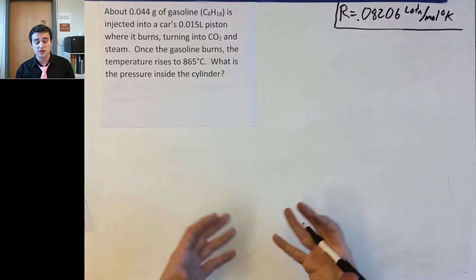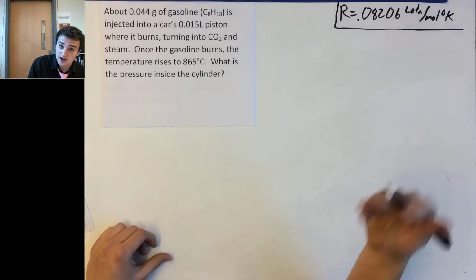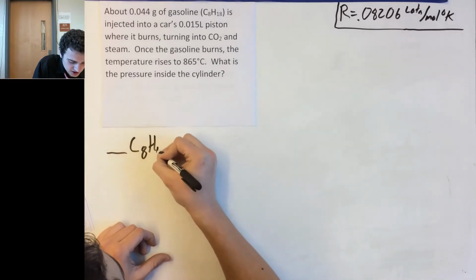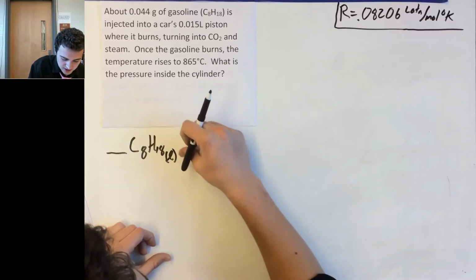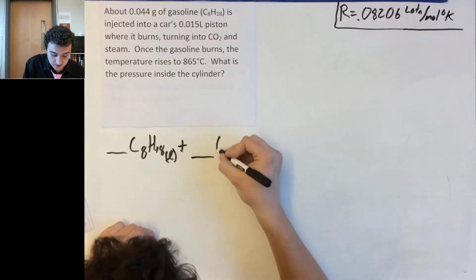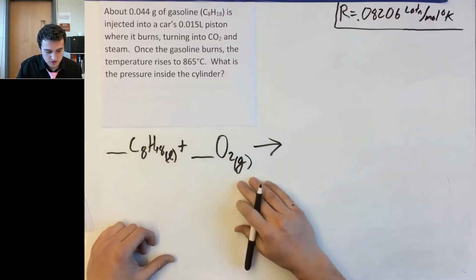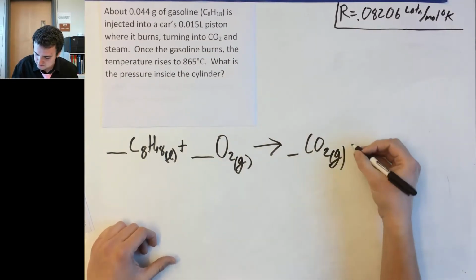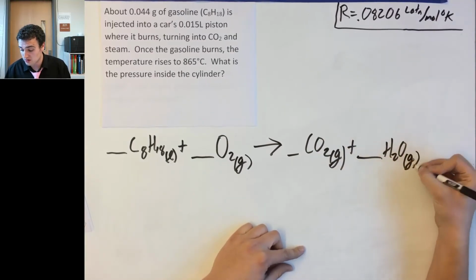So first of all, we're going to use stoichiometry. Of course, we're predicting products and reactants in order to find out more information about this gas system. So I need to write a balanced chemical equation. I start with gasoline, C8H18, as a liquid, which will be heated to a gas and then burned. And I add, of course, in the combustion reaction, gaseous oxygen, and it produces CO2, which is a gas, and steam, which is H2O, which is also a gas.